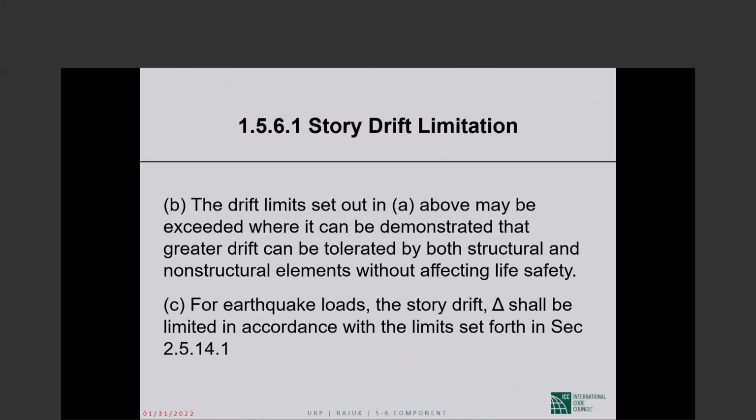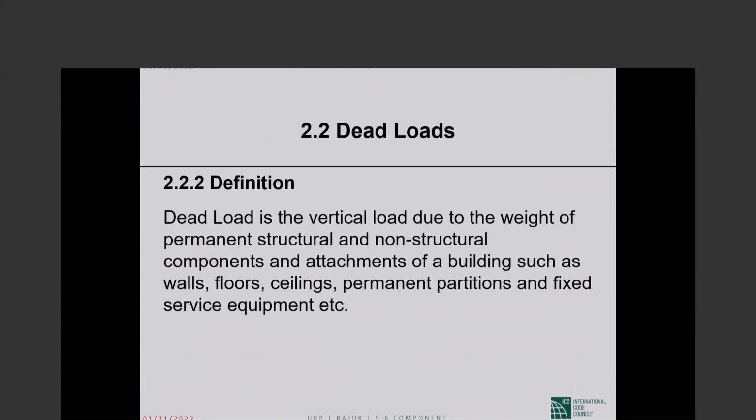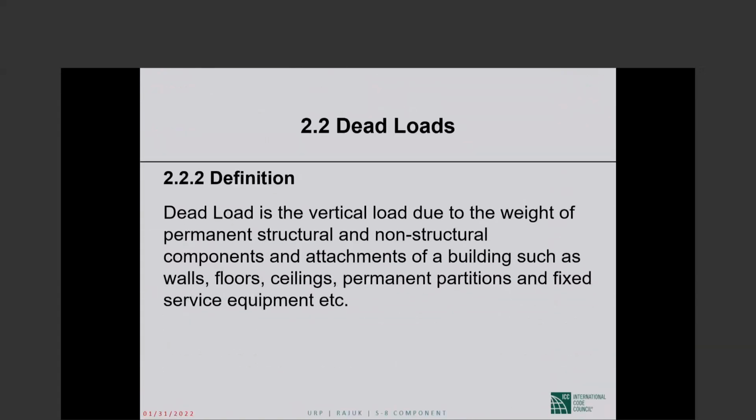The drift limits set out in A above that I commented on may be exceeded where it can be demonstrated that greater drift can be tolerated by both structural and non-structural elements without affecting life safety. That is a good provision, but that demonstration is not easy. For earthquake loads, the story drift delta shall be limited in accordance with that, which I will discuss in great length when we do earthquake design in a couple of days. Okay. So that brings me to the various loads.